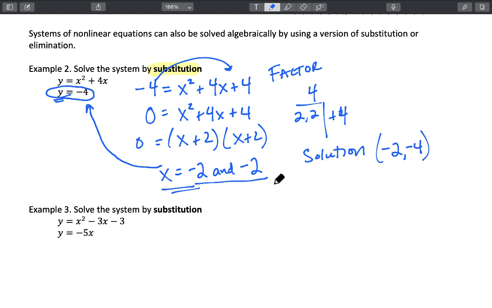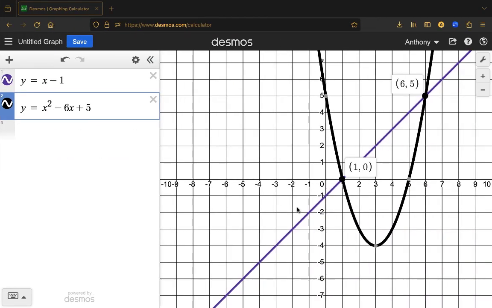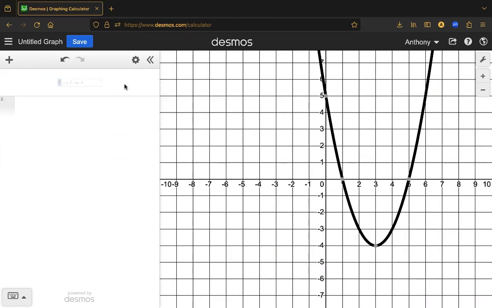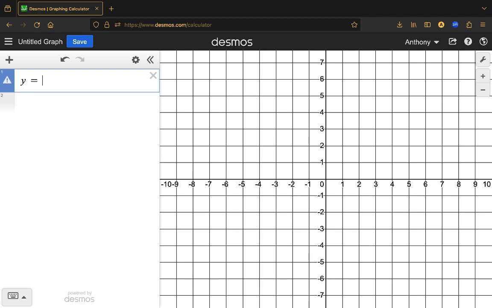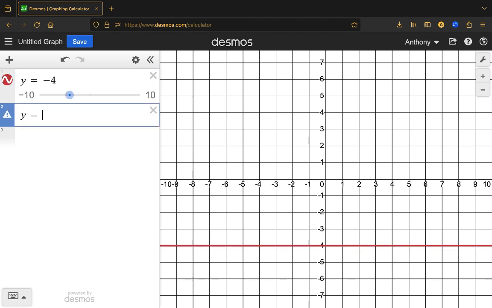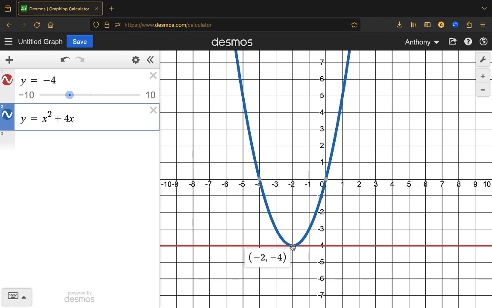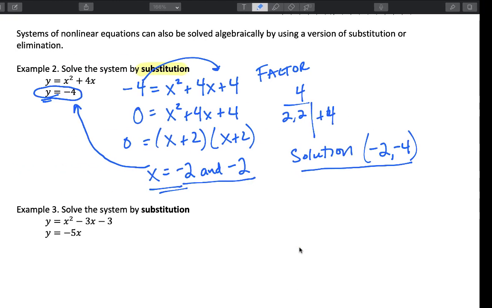There's only one solution here, and because there's only one solution, let's graph it because this is kind of fun and exciting. So let's graph that horizontal line, y equals -4, and the other equation was y equals x squared plus 4x. You can see here that it touches in just one point, and there is our solution.